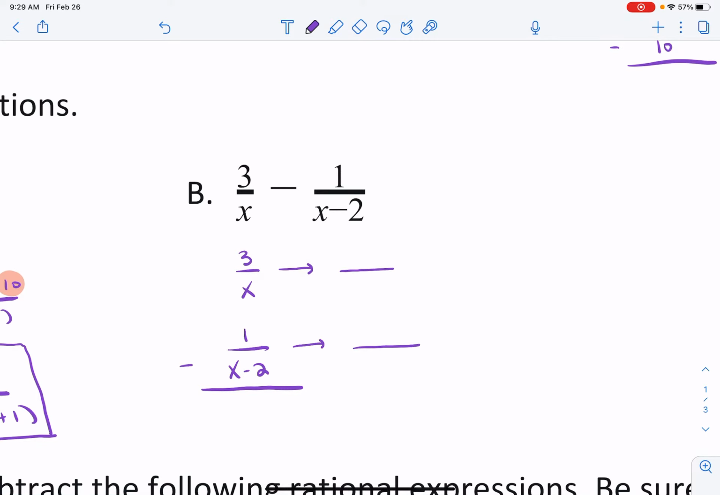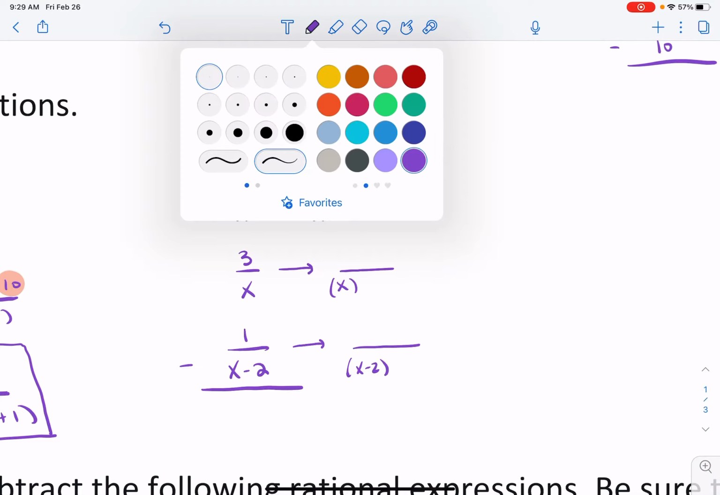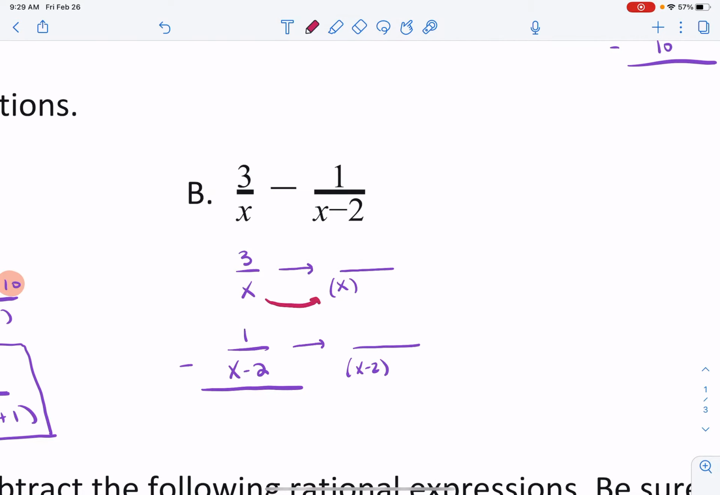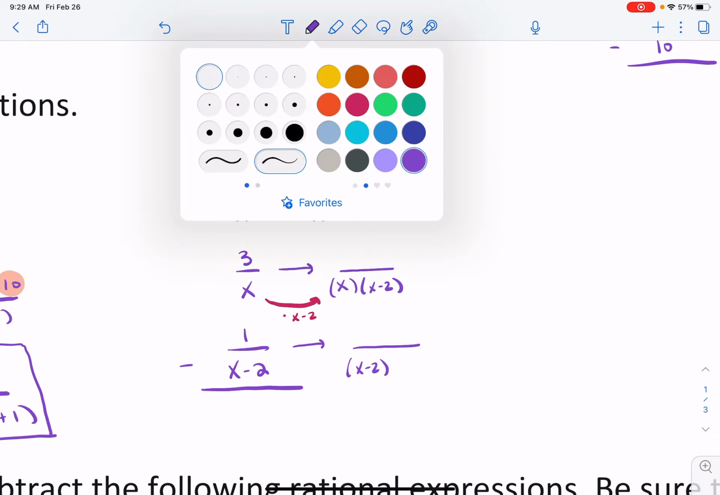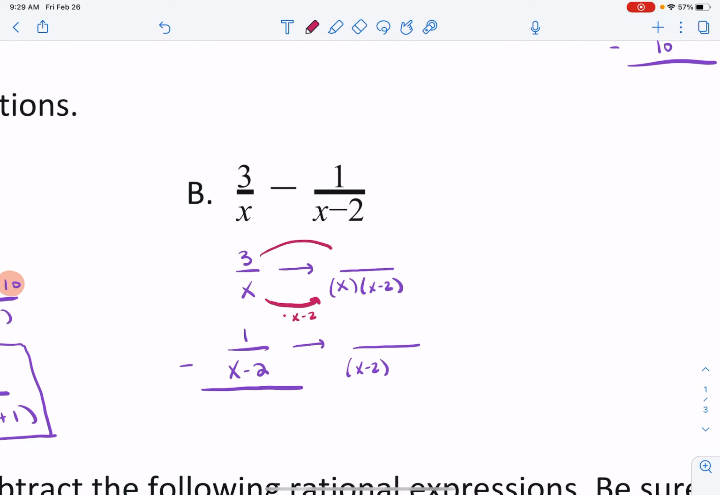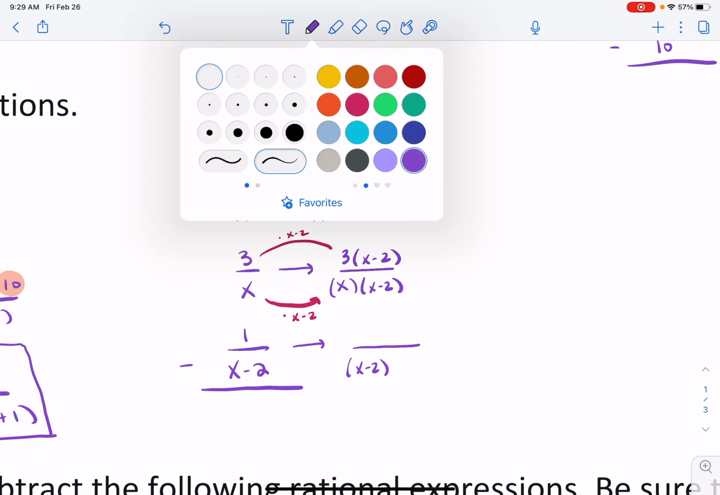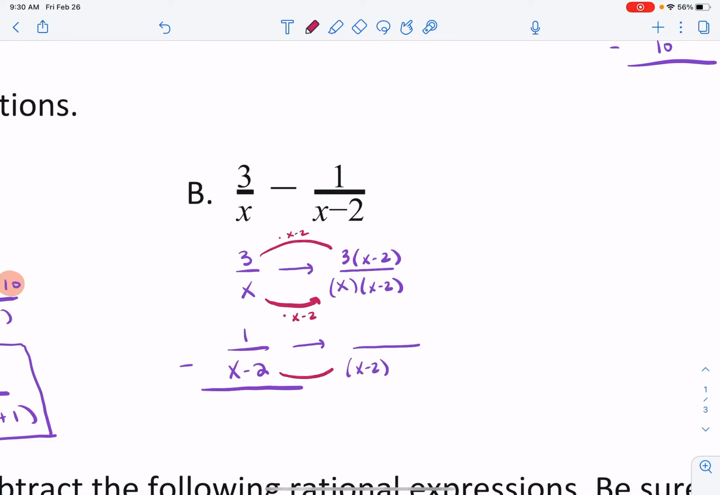Okay, so to do that, we're still going to have our x minus 2 here and our x here, but we need to multiply by the other one. So here I'm going to multiply by x minus 2. And then I'll do the same thing to the top. So this will be 3 times x minus 2. Then to the bottom, 1 over x minus 2, I will multiply by x on the top and bottom. So I've got 1x here, and then just add in that x.